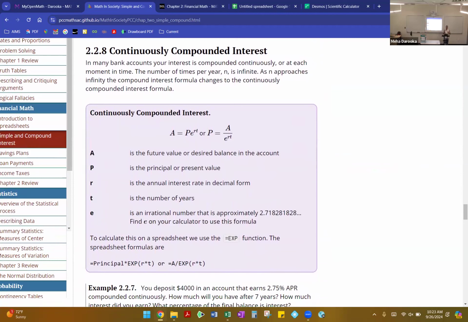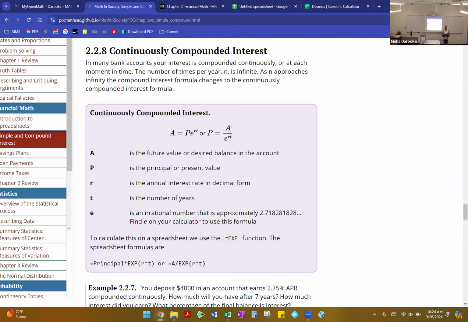it would mean it would work a little bit faster than daily, right? Because continuous, we're saying it's kind of in a loop, right? Think about it even faster than every second that it is calculating your interest rate. So continuous compounding, and you can see they're saying in many bank accounts, your interest is compounded continuously at each moment in time, basically. So the number of times per year, in this case, your N value would actually be infinite. Because, again, we're just saying it's going continuously.